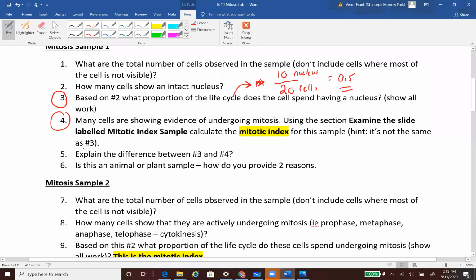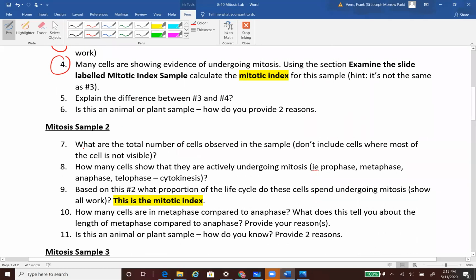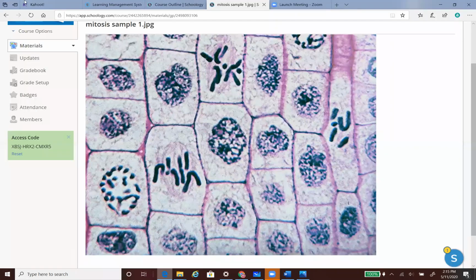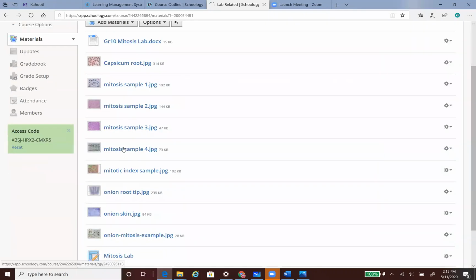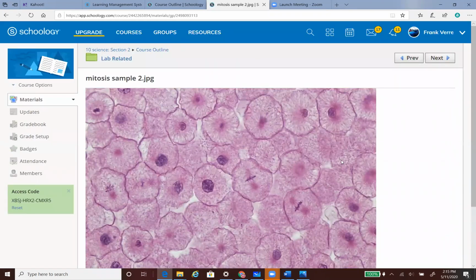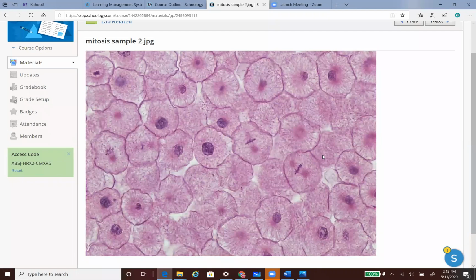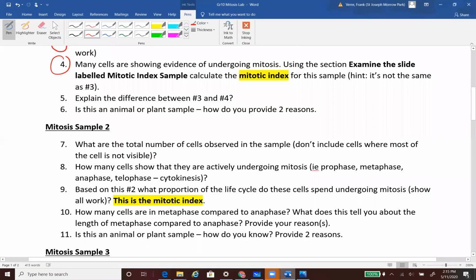Now for mitosis sample number 2, some of the questions will be the same, some will not though. So make sure that you answer the questions that are in regards to that specific sample. So sample 2, if I go back, all right, so I look for sample 2. Here's sample 2. You can clearly see sample 2 is a different set, all right? Now, the questions for sample 2 are different then.